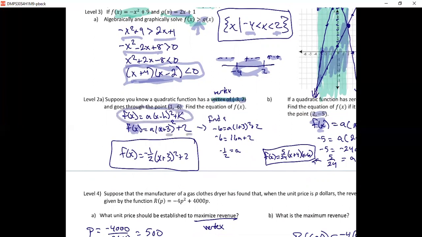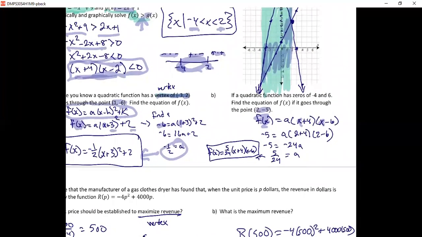Our vertex is (-3, 2), and then it goes through the point (1, -6). So what we could do is substitute -6 for y and 1 for x, solve for a, and then once we solve for a, we can put it back into that initial quadratic form.